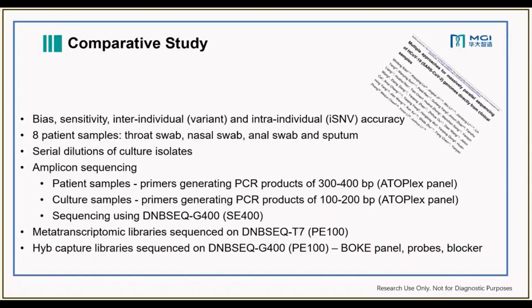For amplicon sequencing, patient samples were processed using an 8-plex panel, and PCR primers used were about 300 to 400 base pairs. For culture samples, about 100 to 200 base pairs. Sequencing was done using DNBC G400 using single end 400 sequencing. For metatranscriptomics, DNBC T7 was used and paired end 100 sequencing was performed. Same thing for hybridization capture, DNBC G400 and paired end 100 sequencing. For hybridization capture, bokeh panel probes and blockers were used.